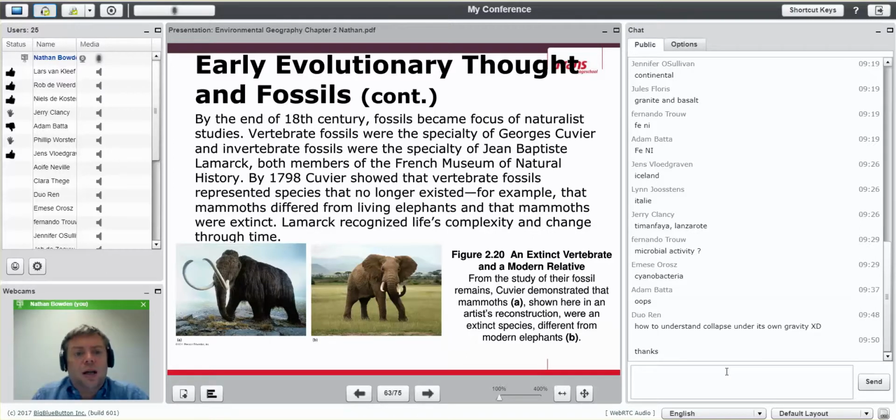In 1798, Cuvier showed that vertebrate fossils represent species that no longer exist. For example, that mammoths were different from elephants, and that mammoths were extinct. This seems very obvious to us, but somebody had to make this observation. Then Lamarck recognized that complexity changed through time. Cuvier demonstrated that when we see these fossils, they look like elephants, but they are not elephants.